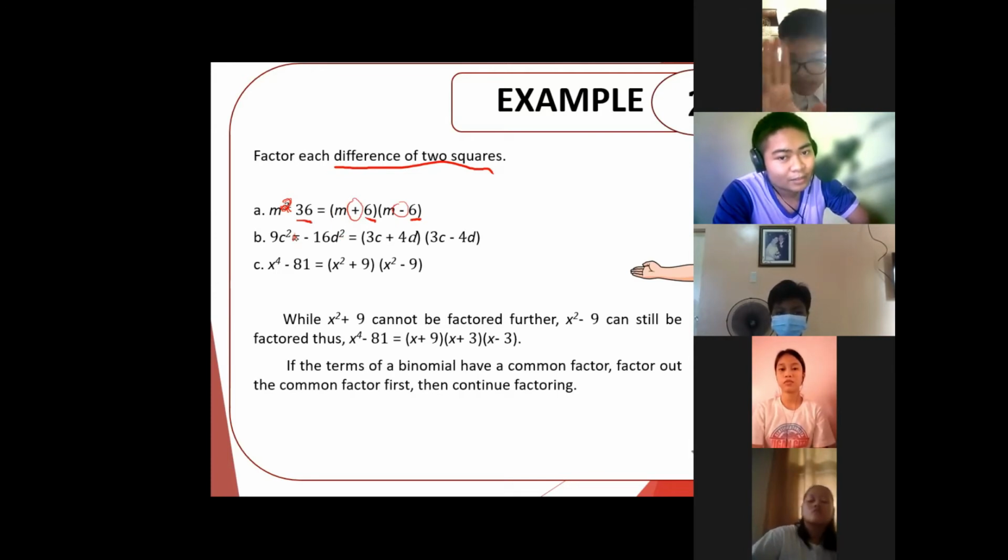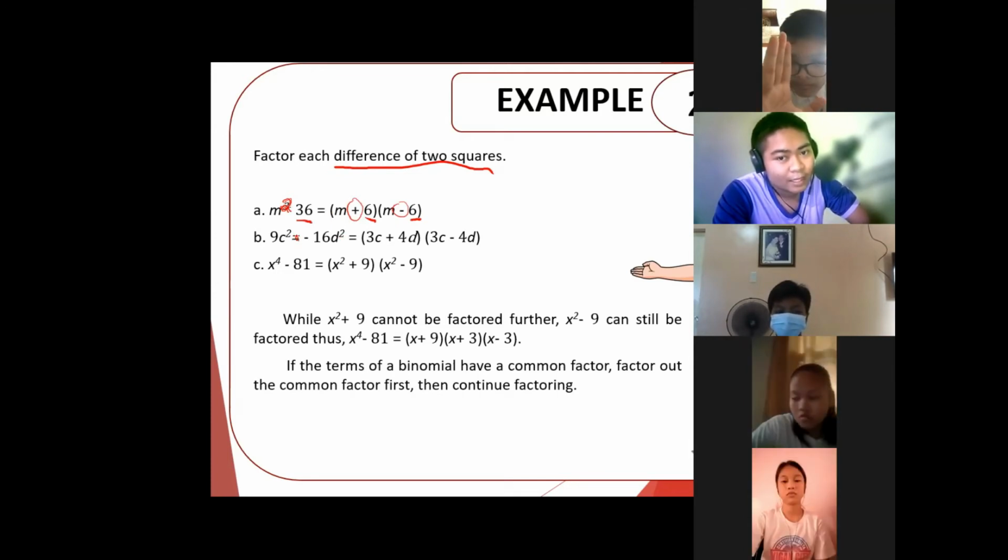Another example, wala yung equal sign na yan. Okay, we have 9c squared minus 16d squared. So square, square, is 9 a perfect square? Yes. How about 16? Yes. May subtraction dito or may negative sign?